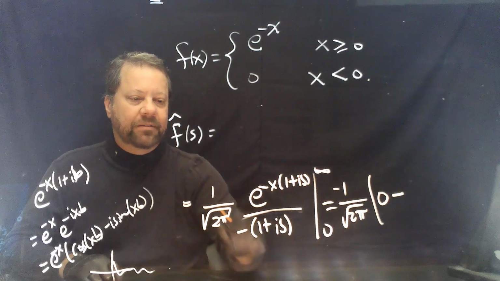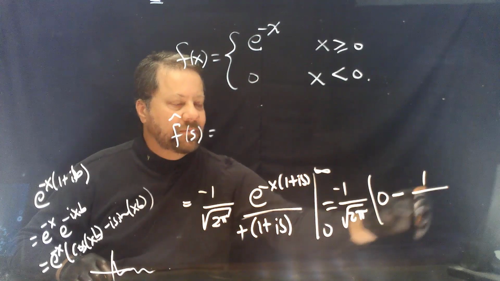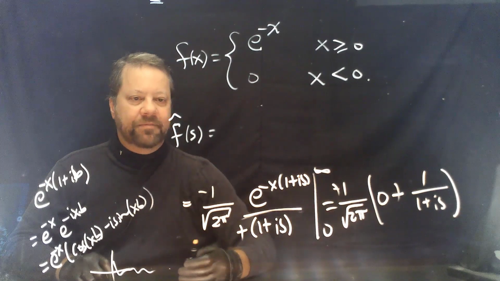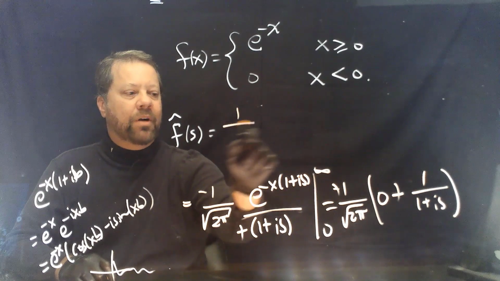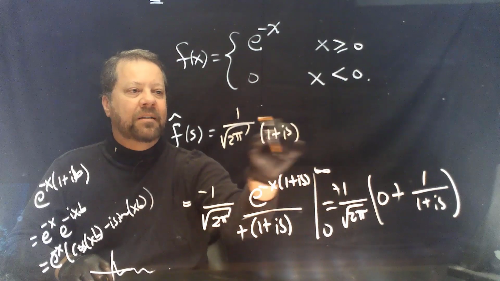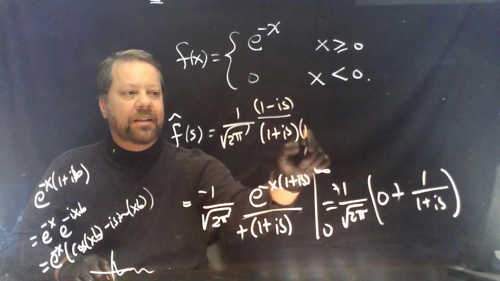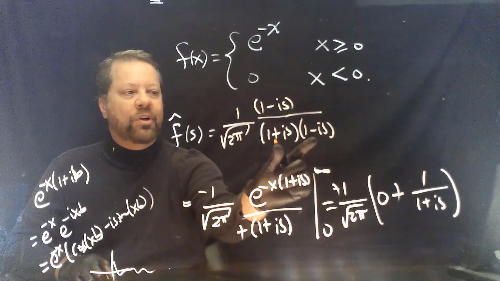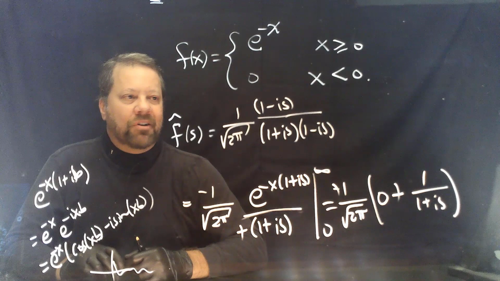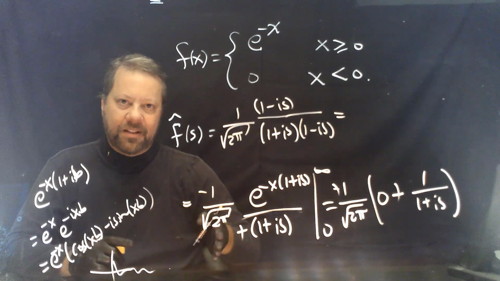I'll put this negative out here. When you plug in 0, the top is going to be 1. Negative, negative makes positive. So we're going to have this 1 over root 2 pi, we'll have 1 plus is. To put this into a standard form, it's customary to multiply by the complex conjugate. And when you multiply complex numbers, you don't FOIL, you FLIO. First, last, inner, outer. That combines the terms in an order which gives you the real numbers first and the imaginary numbers second.